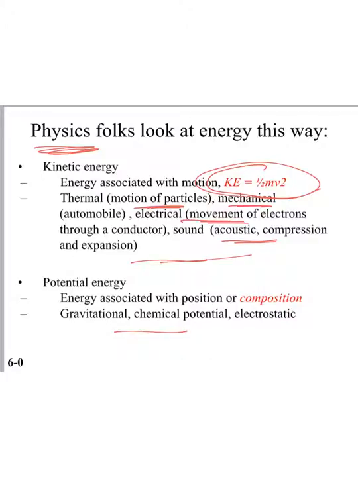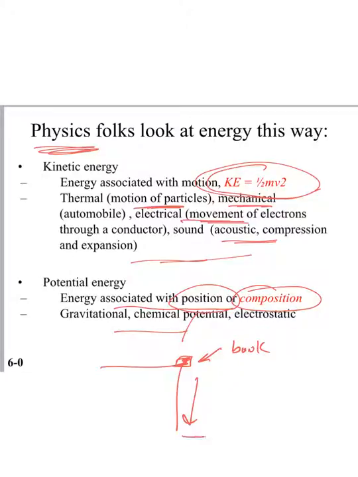Potential energy is a form of energy that's associated with the position of something or the composition. The position of something might be, if you have a book on the edge of a table, this book has the potential to cause the mousetrap to flip. So that's potential energy. That's the form of energy that's based on position.